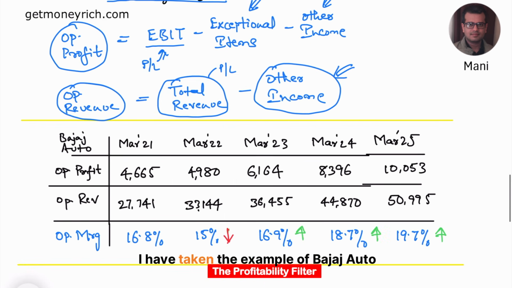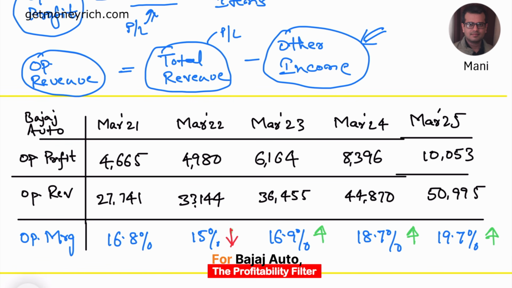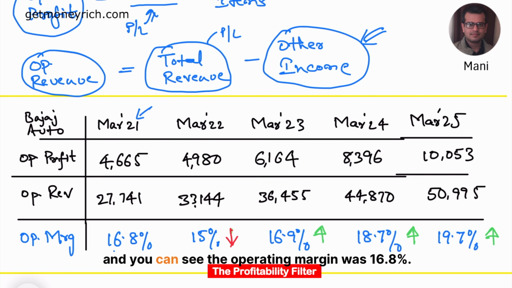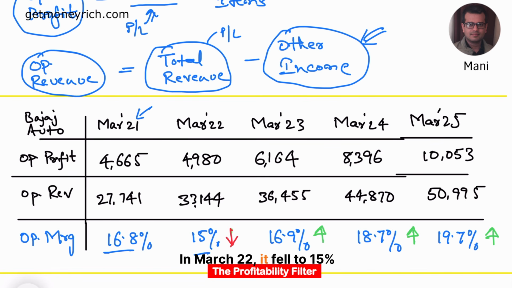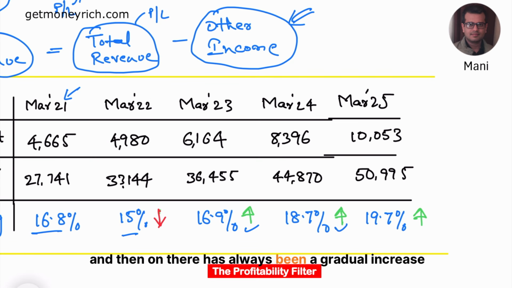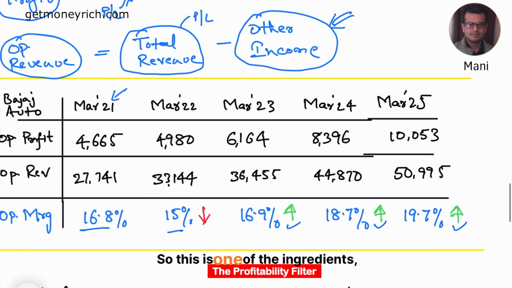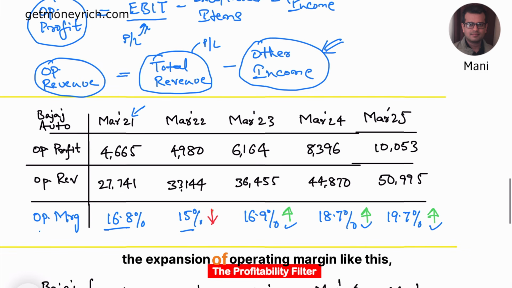I have taken the example of Bajaj Auto to give you a feel of how an expanding margin looks. For Bajaj Auto, I have done the computation of operating margin for the last 5 years of the business. And you can see the operating margin was 16.8%. In March 22, it fell to 15%. And from then on, there has been a gradual increase in the operating margin of Bajaj Auto. So this is one of the ingredients, the expansion of operating margin like this, the way we are seeing here.